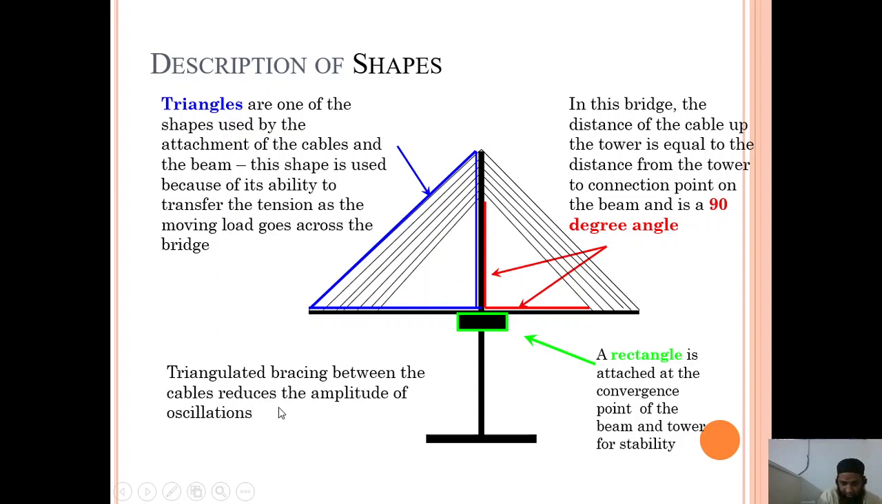Triangulated bracing between the cables reduce the amplitude of oscillations. The number of oscillations will also reduce because of this type of connection. A rectangle is attached at the convergence point of the beam and the tower for stability. This is the rectangular type, and it is provided for stability.